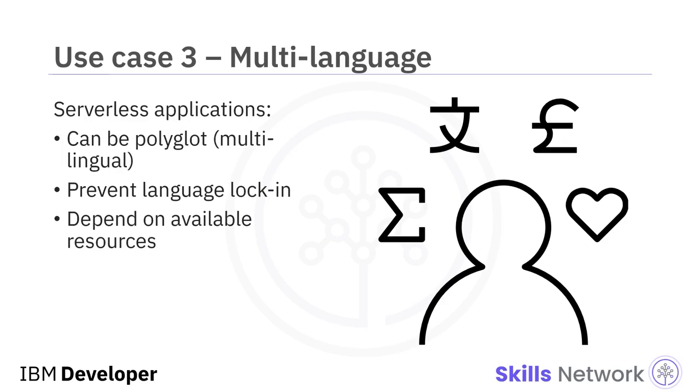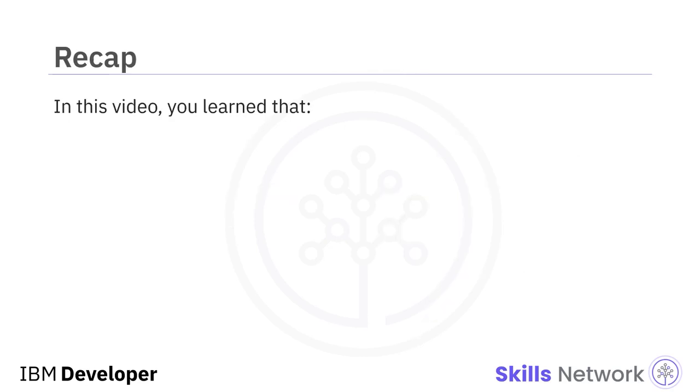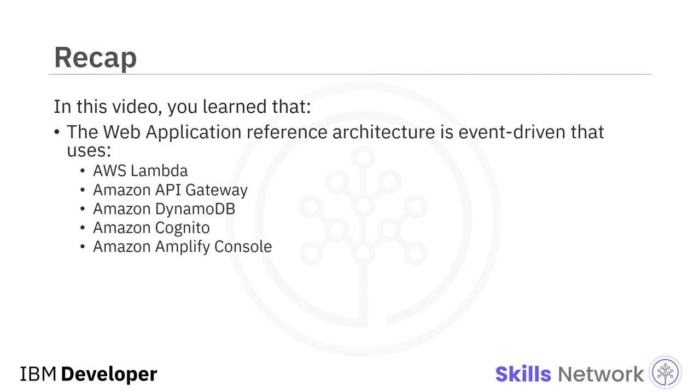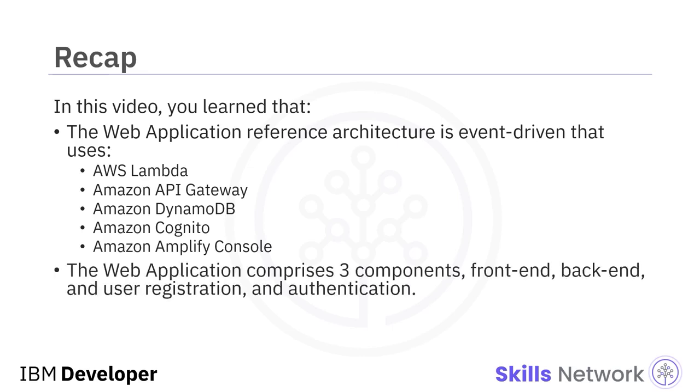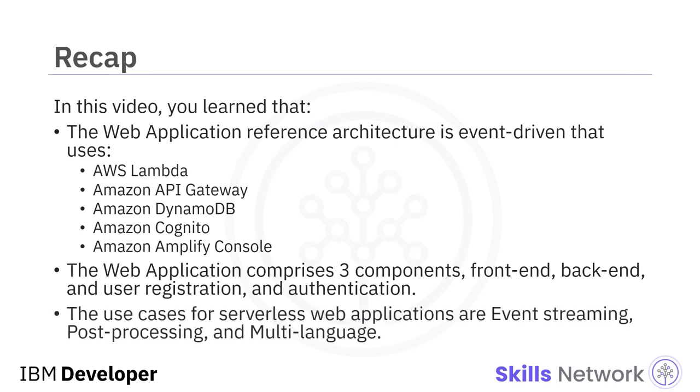In this video, you learned that the Web Application Reference Architecture is event-driven that uses AWS Lambda, Amazon API Gateway, Amazon DynamoDB, Amazon Cognito, and Amazon Amplify Console. The web application comprises 3 components: front-end, back-end, and user registration and authentication. And the use cases for serverless web applications are event streaming, post-processing, and multi-language.